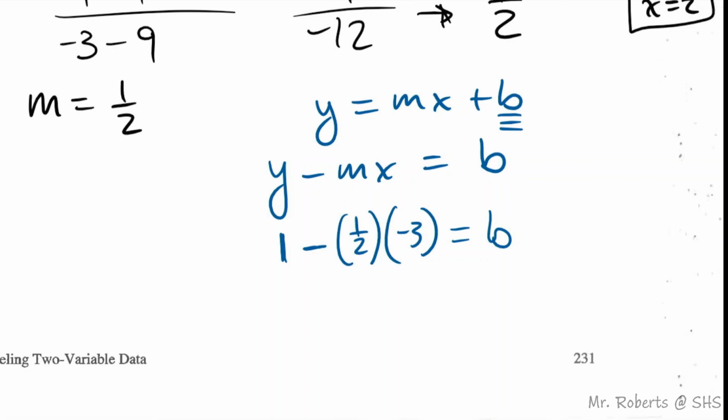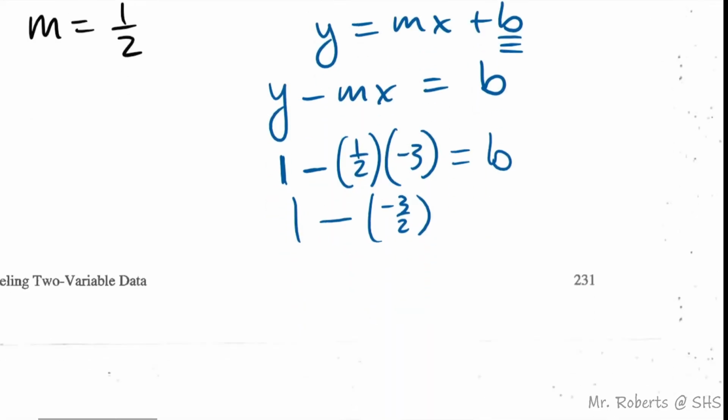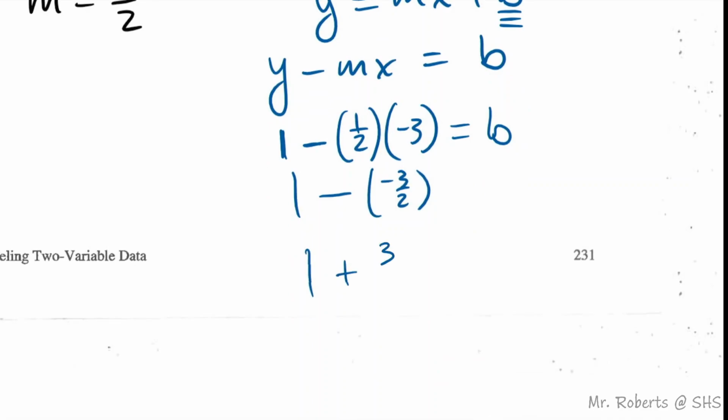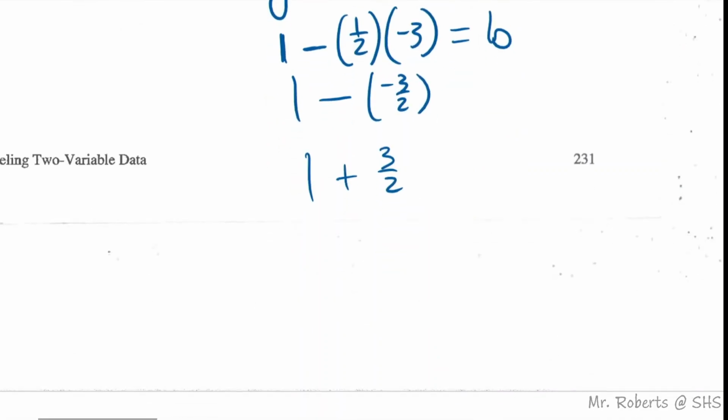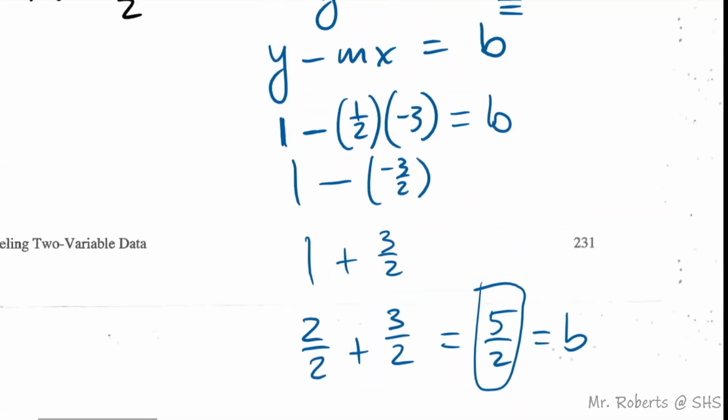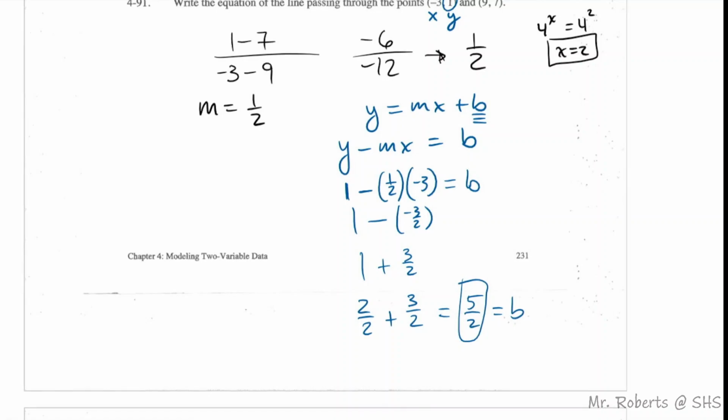That's great. 1 minus, let's see, 1/2 times negative 3 is going to be negative 3/2. So that looks like 1 plus 3/2. And I can always take the number 1 and make that 2/2. 2/2 plus 3/2 is 5/2. So b is 5/2. So I know now both my slope and my y-intercept. So I can say y is equal to 1/2 times x plus 5/2.